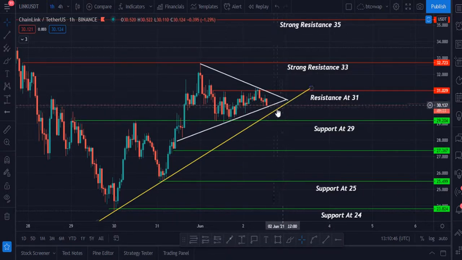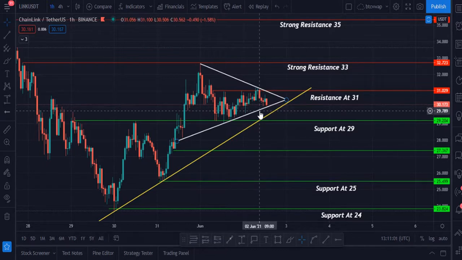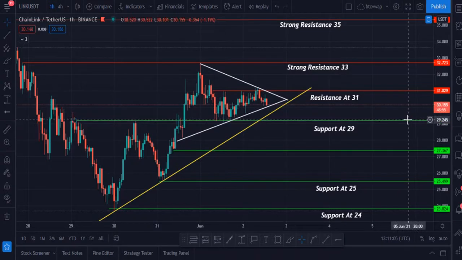If Chainlink loses this downtrend line, in this situation, Chainlink can go down. Chainlink has to hold this white downtrend line of this pennant. If Chainlink holds this, in that case definitely it will go up. Otherwise, let me please show you the targets. If Chainlink holds this, in that case our target will be like this.